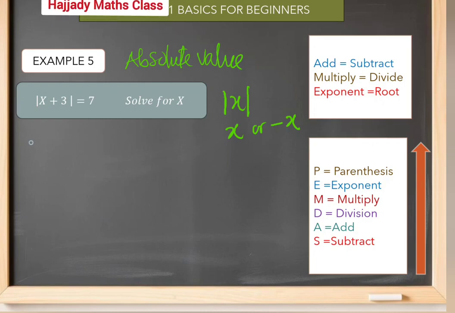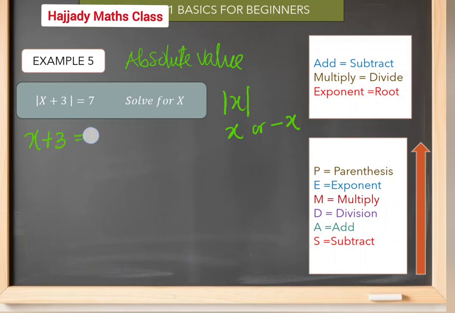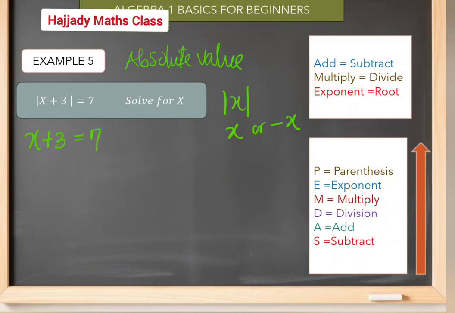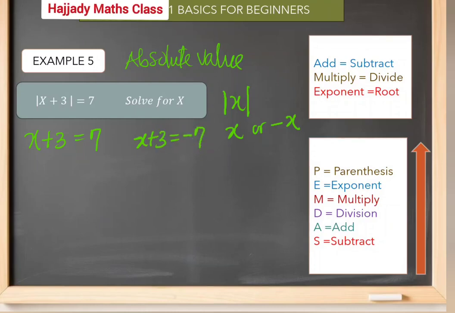Now, here we have the absolute value of x plus 3. Here it means we have x plus 3 equals 7, or we have x plus 3 equals negative 7. This is what it means.